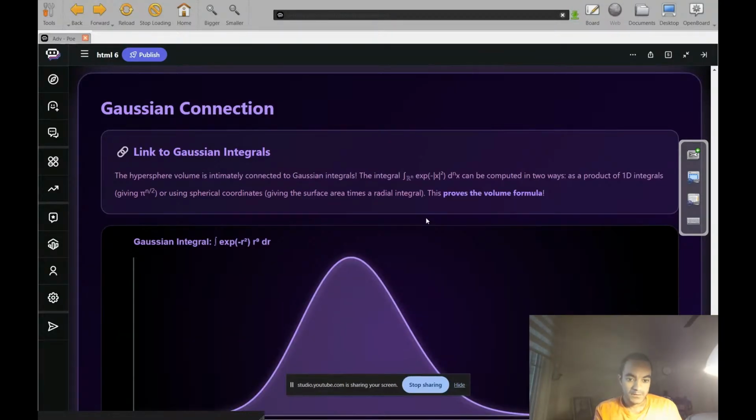And we can actually derive the volume of n-dimensional hyperspheres using Gaussian integration. I might do that in a regular video next time, not a live video. I don't want to get into that. That's not the main focus of this live stream.